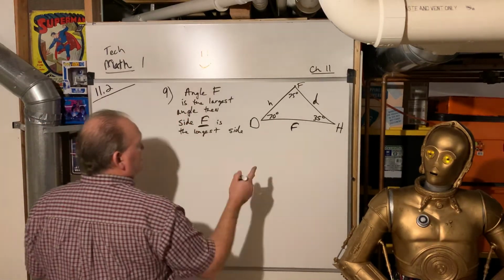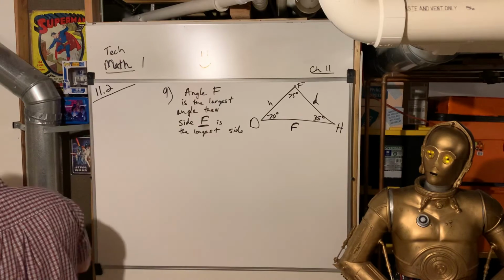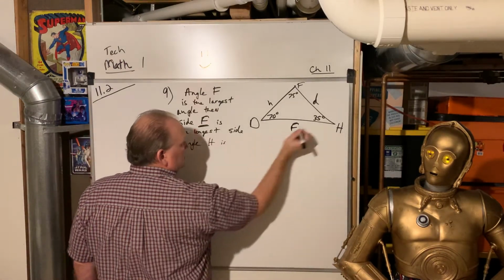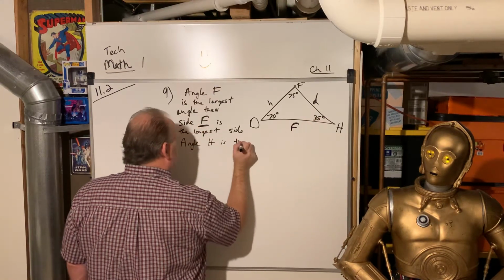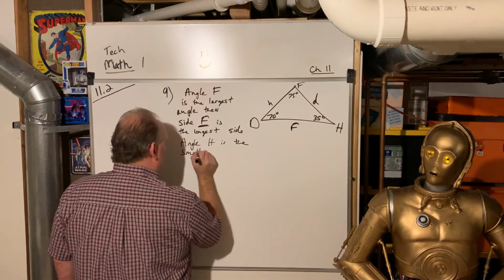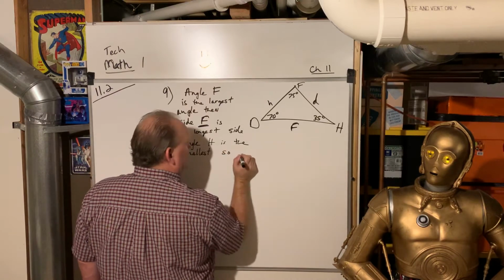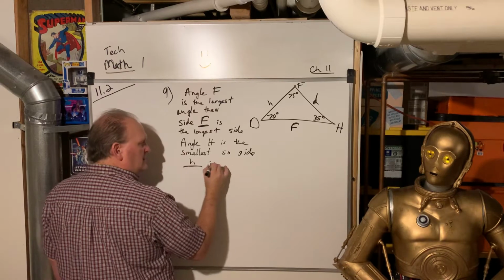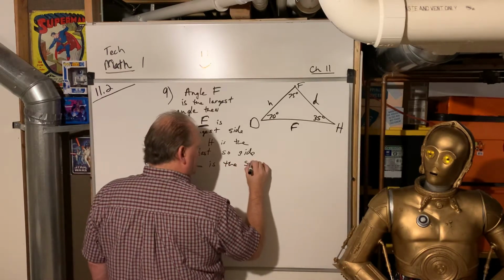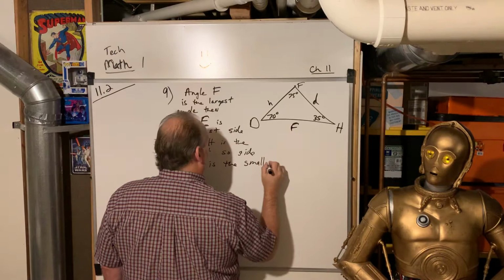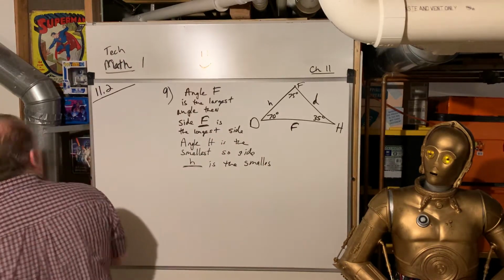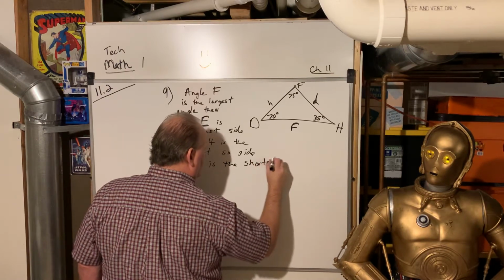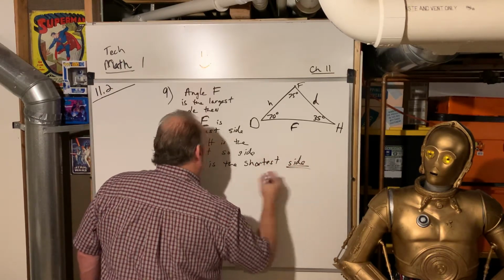So then they're going to say, I think, side H is the smallest. Angle H, that's this angle, is the smallest angle. So side H is the smallest side. Or the shortest, probably. Yeah, shortest side.